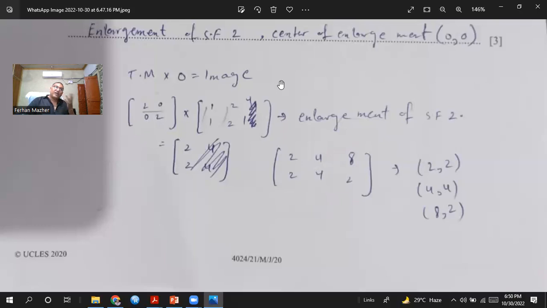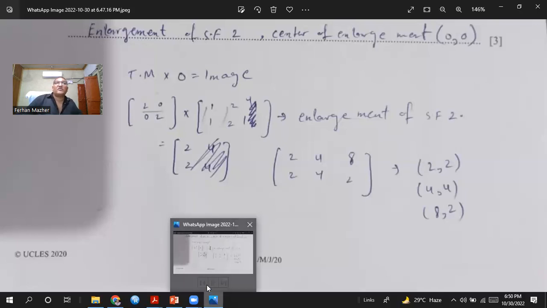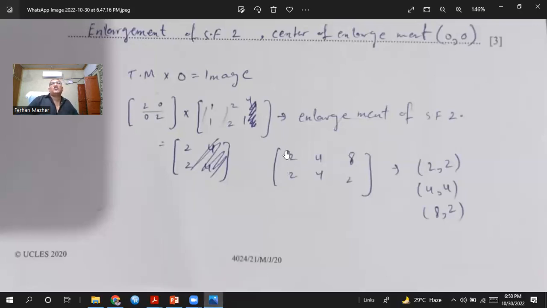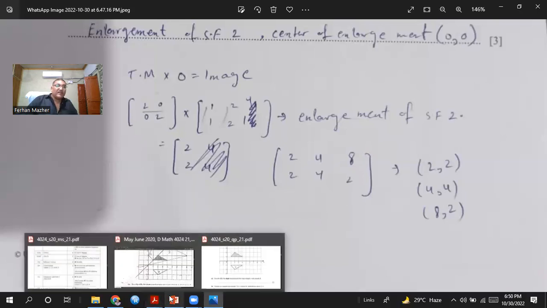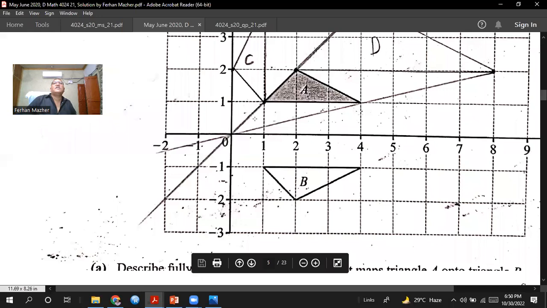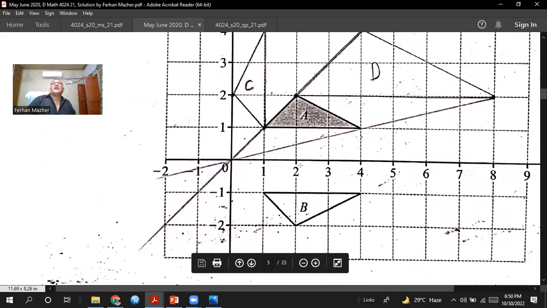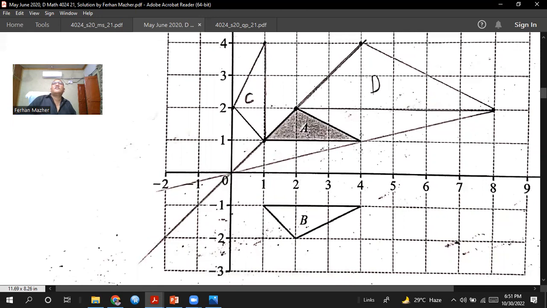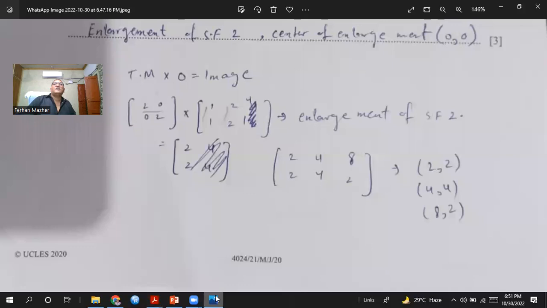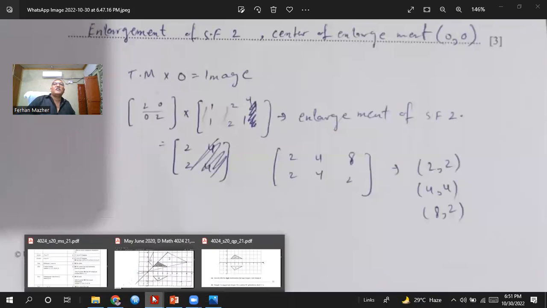You can say the image of the A under this transformation matrix. So I will put dots on 2, comma 2, 4, comma 4, 8, comma 2. These are the coordinates of the image. So when I will plot them, it will be something like this: 2, comma 2, 4, comma 4, and 8, comma 2. Let me see the coordinates. It is 2, comma 2, 4, comma 4, 8, comma 2.